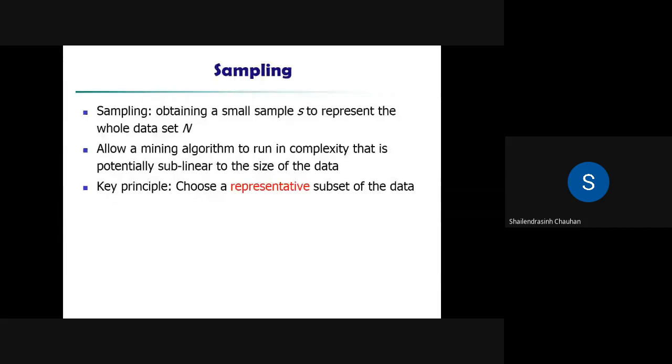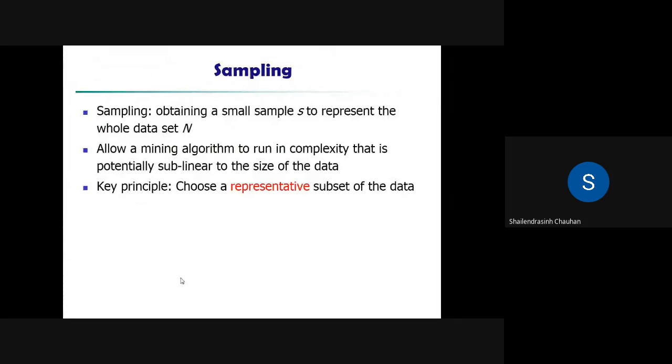So whenever you are having, let us say, 10,000 values, you can also consider a small portion of it, a subset of that entire 10,000 values, which is also going to represent the same thing. So there is no need to consider all 10,000 values. Just consider the sample representation. And that is sampling. This allows the mining algorithm to run in complexity that is potentially sublinear.